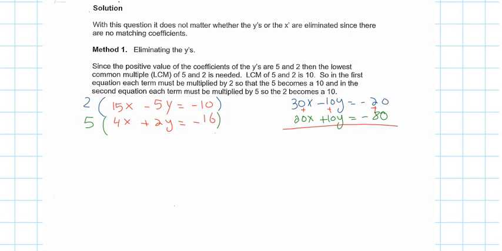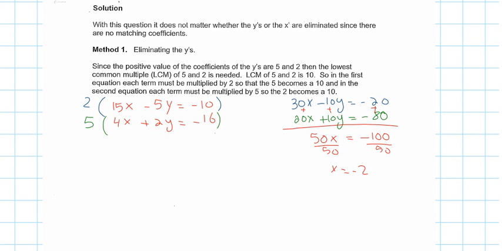Okay? 30 plus 20, 50x. What's negative 10y plus 10y? 0, right? So I don't have to write that. Equals negative 20 plus negative 80, negative 100. Okay? Now, what do you do to eliminate the x? Divide by 50. So that gives you x equals negative 2.